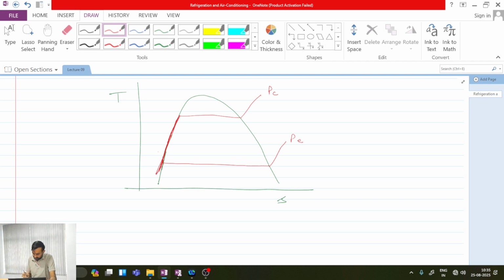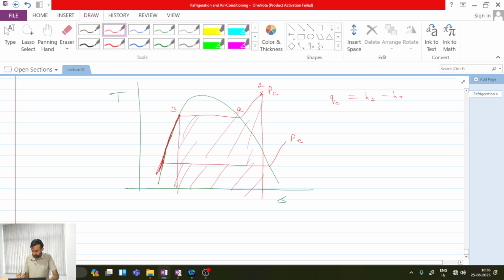Now if we make this assumption and I go with the same cycle, so this was point 2, this was point A, this was point 3. What was the area under this? This entire thing was the area under this, and it was nothing but QC. QC is H2 minus H3. Now if I take a point 0 over here, and let me also do one thing.